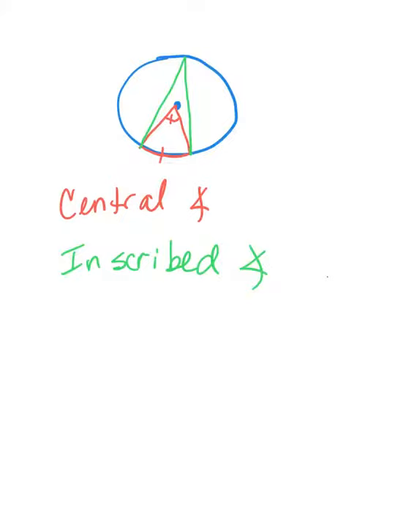So now the green one intercepts what? What arc does that one intercept? The green one intercepts the same as the red one, right? But the green one goes all the way to the edge of a circle.